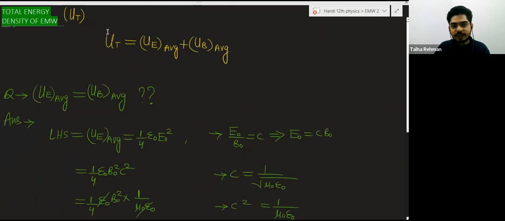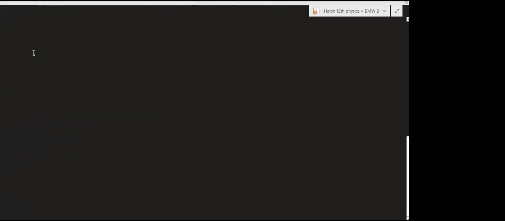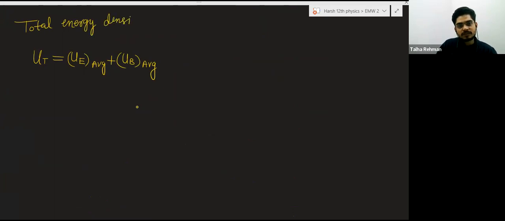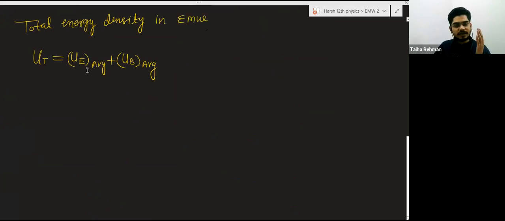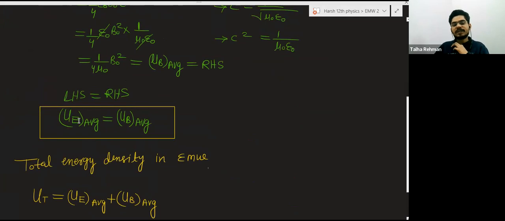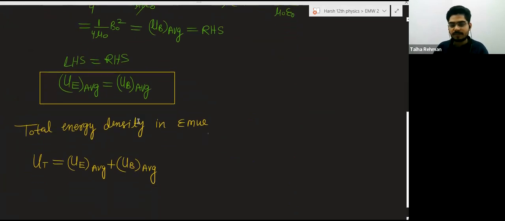Now we want to calculate the total energy for the electromagnetic wave. The total energy density in an electromagnetic wave is equal to the sum of the electrical energy density plus the magnetic energy density. And we know this relation: electrical energy density is equal to the magnetic energy density.